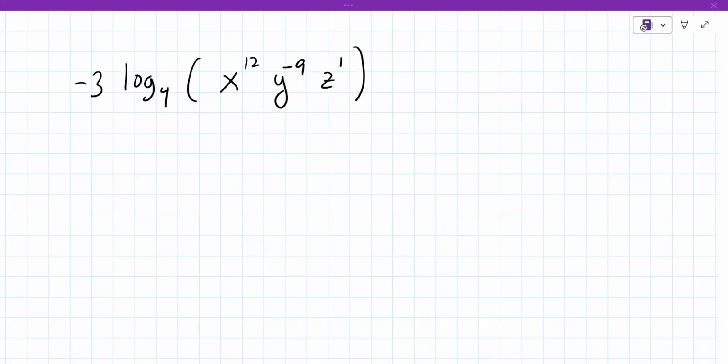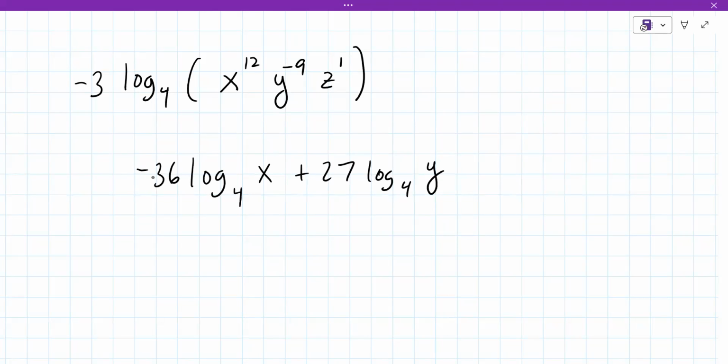Okay, so it would be -36 log base 4 of x plus 27 log base 4 of y. Good. Keep going. Minus 3 log base 4 of z. Really good.